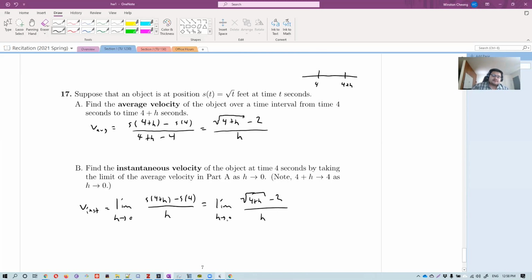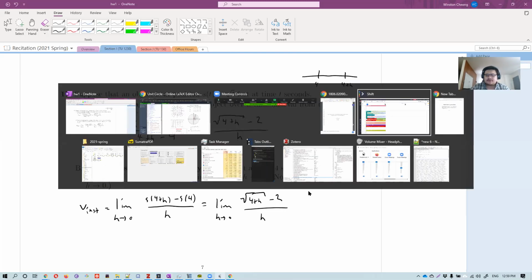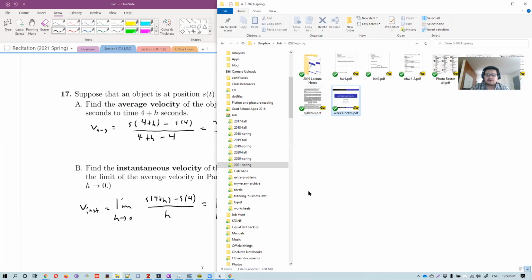Now see the problem here. If we try to plug in, we're going to get a 0 over 0. We're going to have a division by 0, and that doesn't tell us anything. So there's a standard technique for this type of problem, because notice that you have this square root and an extra term over here. The technique is multiplying by the conjugate. And I can try to find the slides. I think I have them somewhere.